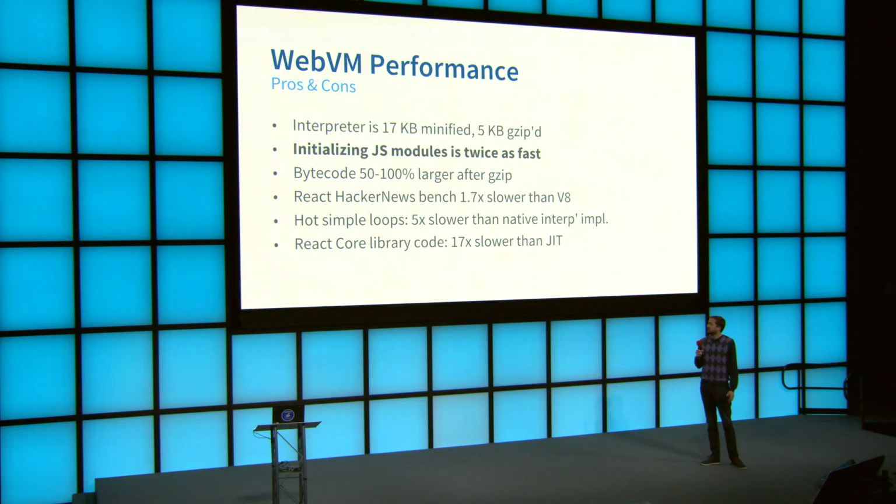So what were the performance numbers that we saw? We saw, first of all, that this interpreter is very small. The initializing JavaScript module became twice as fast. This is the work necessary to initialize all the thousands of JavaScript modules that we serve on the Facebook newsfeed. This isn't unsurprising because, again, costs are now proportional to what's actually used.